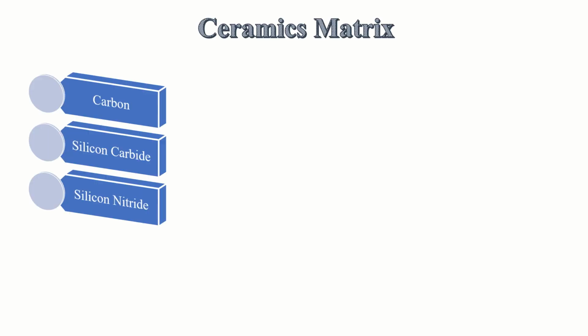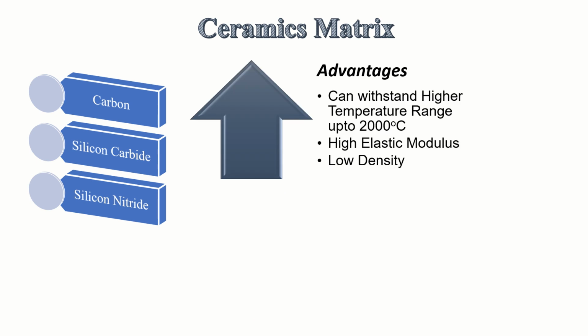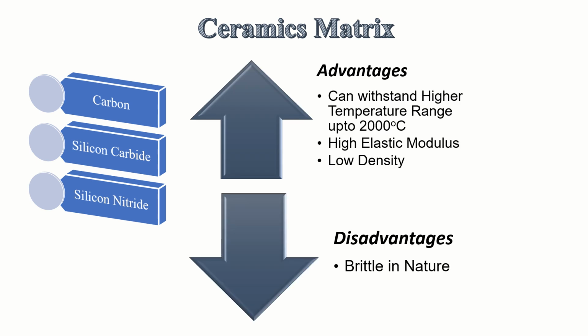Then ceramics are carbon, silicon carbide, silicon nitride. Those are the ceramic materials. These ceramic materials are majorly used for high temperature applications, as they can withstand up to 2000 degrees Celsius, and have a high elastic modulus.